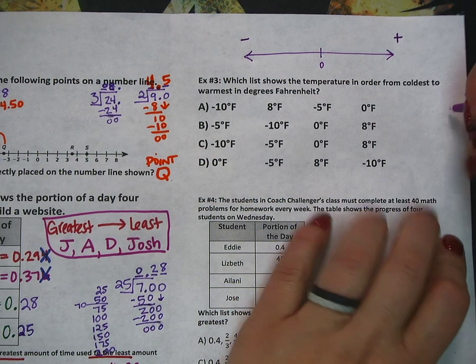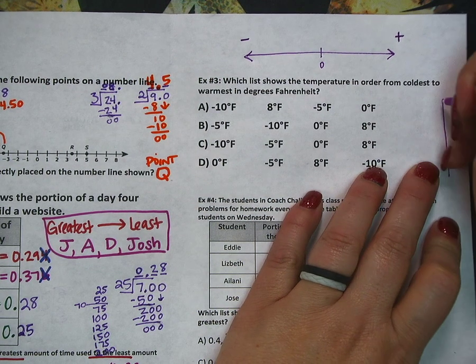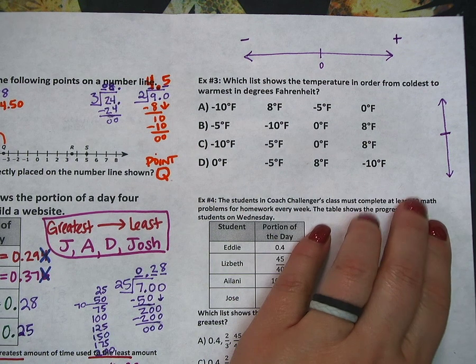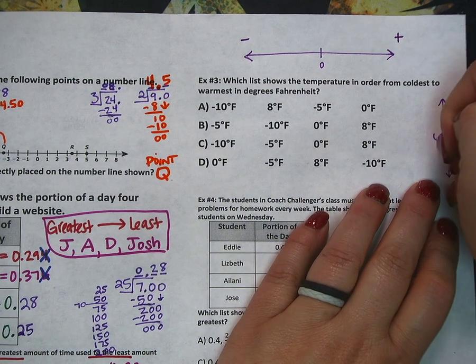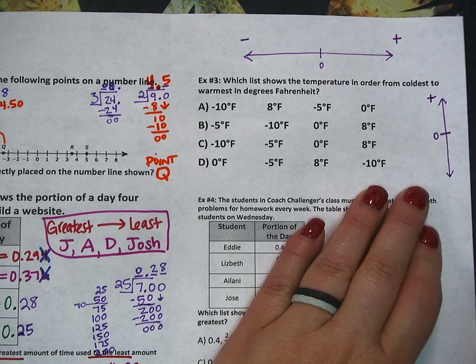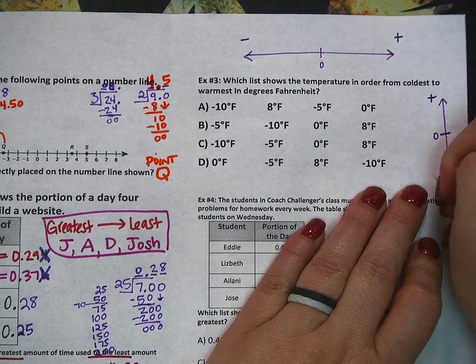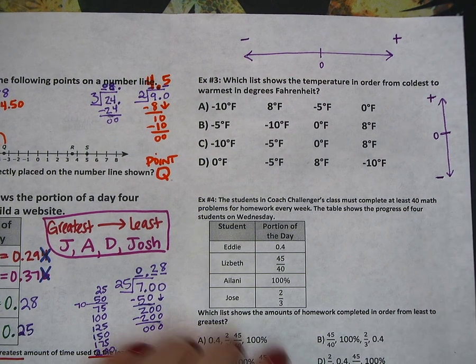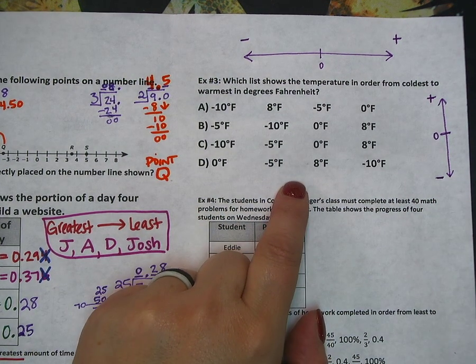And then we also have a vertical number line that you can use, which I like to use anytime there's temperature, which these are temperatures. So I'm going to put 0 in the middle. The hotter it gets, the more positive our temperature, and the colder it gets, the more negative our temperature, okay? And so we can just plot our numbers.